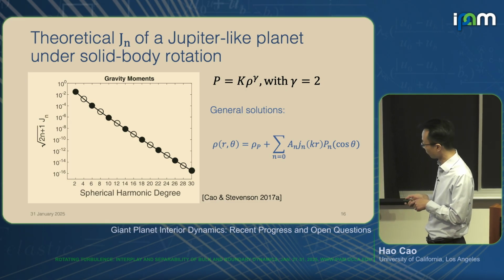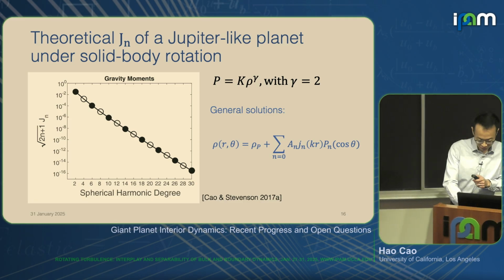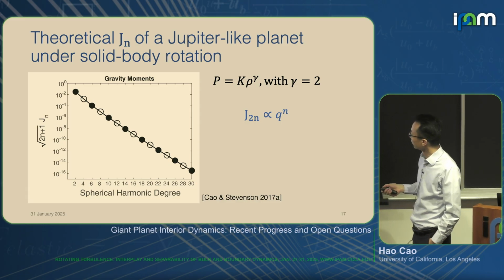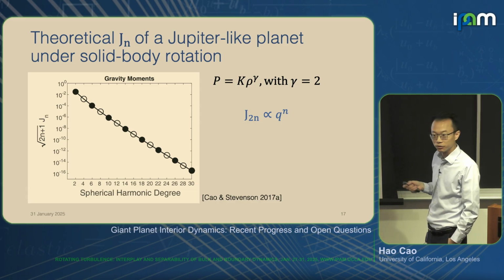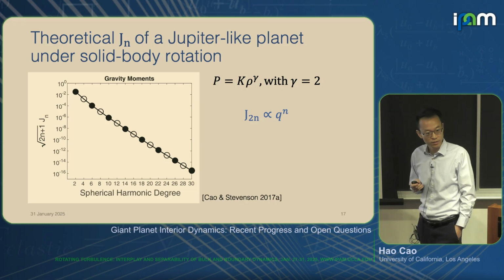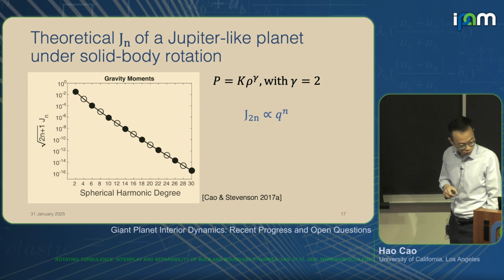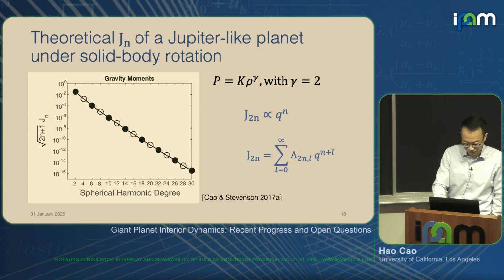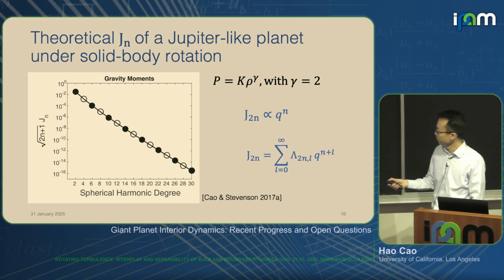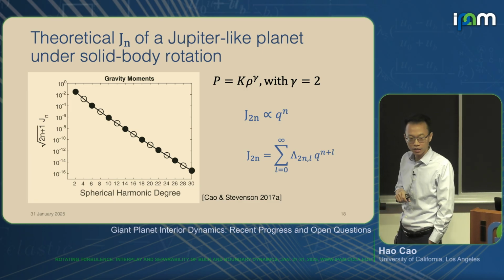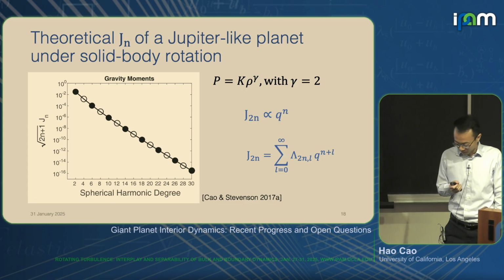Now you would also notice that if you have solid body rotation, not only do you have alternating signs, as Nick pointed out, it's also a power-law decay, because you can show that the even j's are proportional to the small parameter I introduced, q. So j2n is proportional to q to the power of n, and there are additional terms: it's actually q to the power of n, n plus 1, n plus 2, and all that. So what does that mean?